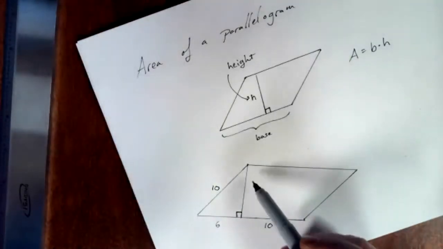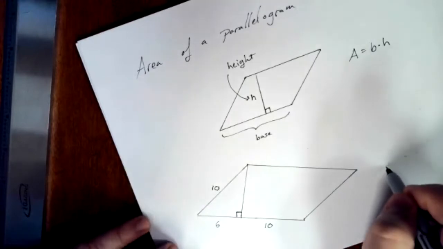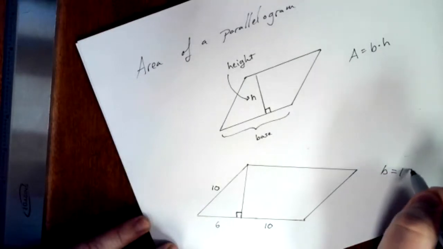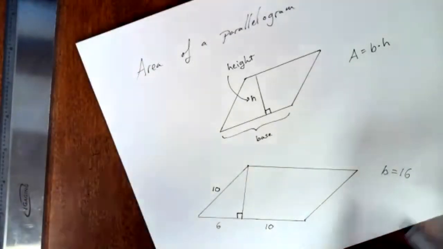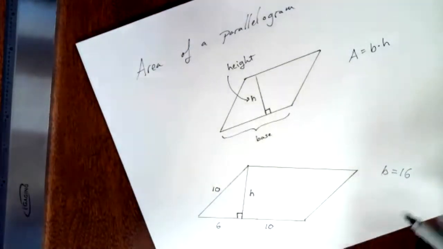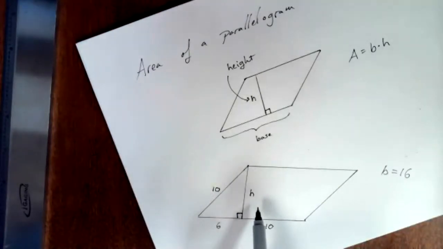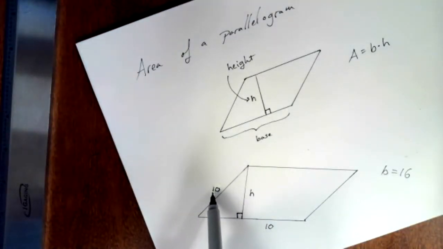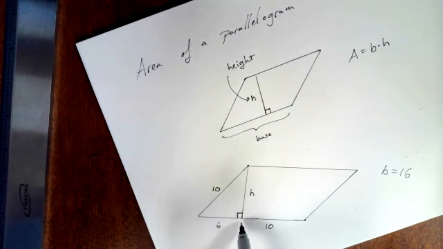So now we need to find out. So I'm going to write that down. I'm going to say that my base is 16. I got that under control. Now we need to find the height. And I don't have it, but I do have this information here about this triangle. And it's a special kind of triangle. It's a right triangle. So do we remember how to find the side of a right triangle?